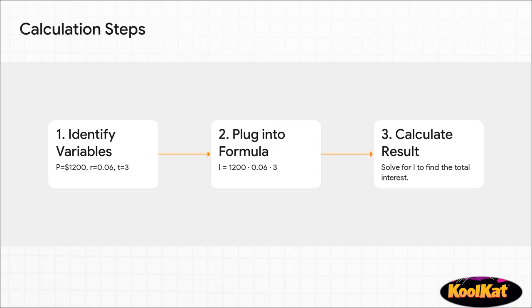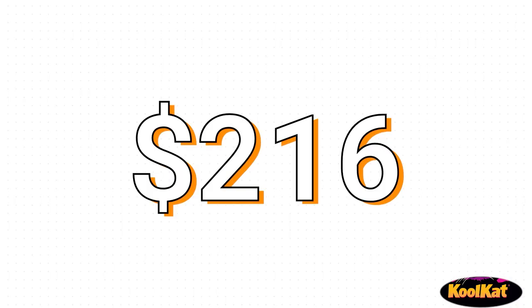Now, here's the most critical part, so listen up. The rate, R. We have to convert that 6% into a decimal, which is 0.06. You can't forget that step. Now, we just plug it all into our formula. I equals 1,200 times 0.06 times 3. You run that calculation through your calculator, and boom, you get your answer. $216. That's it. You found the interest. That's a clean, easy point on the test right there.